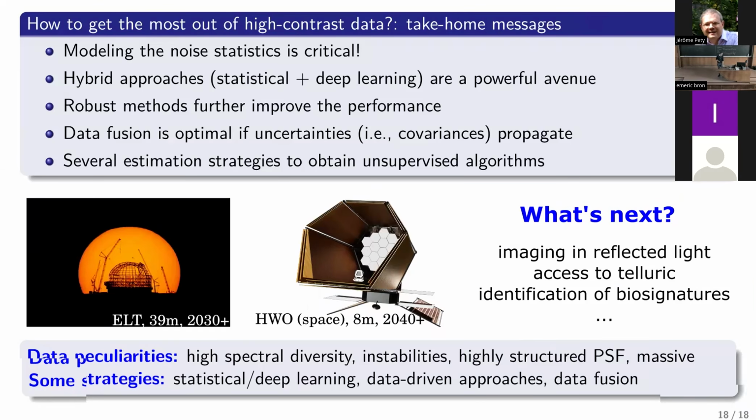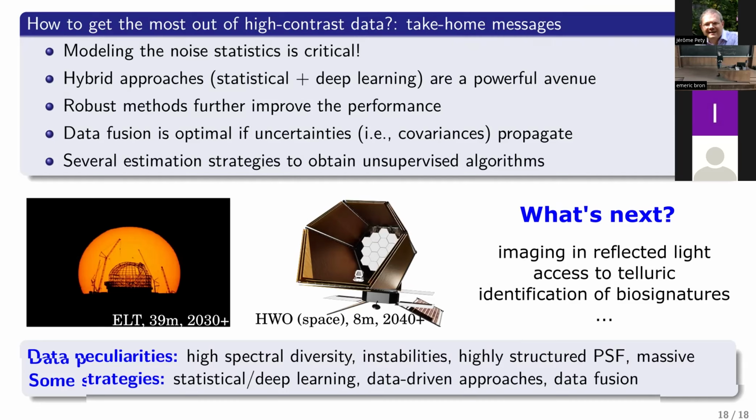Okay, so to conclude, to process high contrast data, we need to model carefully the nuisance component. And this is the bottleneck because the nuisance component is the dominant component in our data. And to do this, hybrid approaches combining statistical models and deep learning are a powerful avenue. They also allow us to perform data fusion by accounting for the uncertainties, and whatever the task, either point sources, detection, estimation, or reconstruction, it's possible to leverage unsupervised algorithms to have our estimates.